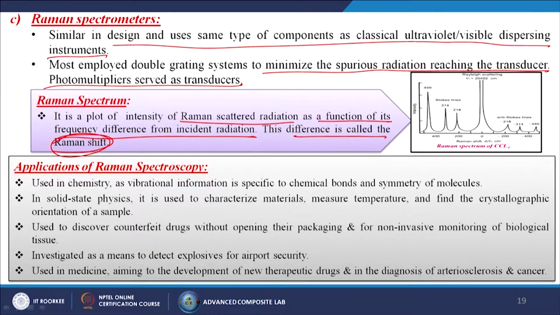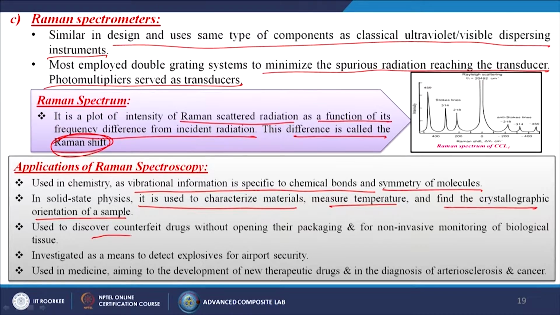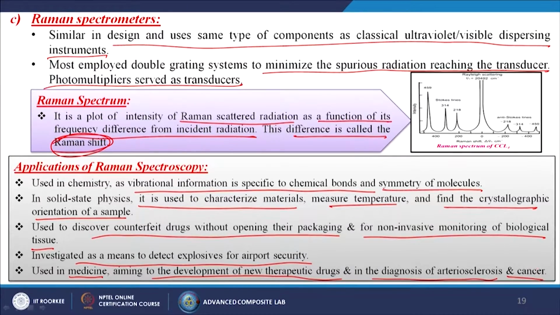Applications of Raman spectroscopy: it is used in chemistry as vibrational information is specific to chemical bonds and symmetry of molecules. In solid state physics, it is used to characterize materials, measure temperatures and find the crystallographic orientation of a sample. It is used to discover counterfeit drugs without opening their packaging, and for non-invasive monitoring of biological tissues. It is investigated as a means to detect explosives for airport security. It is used in medicine, aiming at the development of new therapeutic drugs and the diagnosis of arteriosclerosis and cancer.